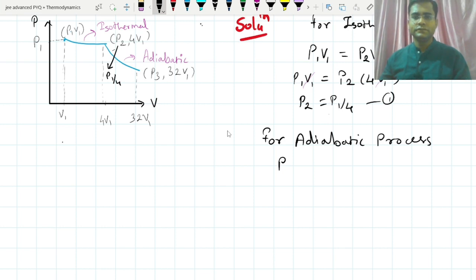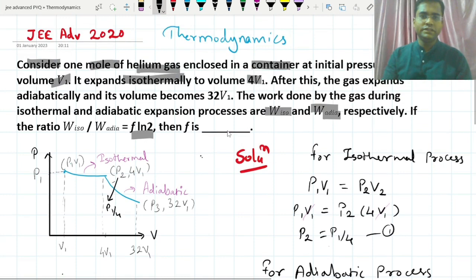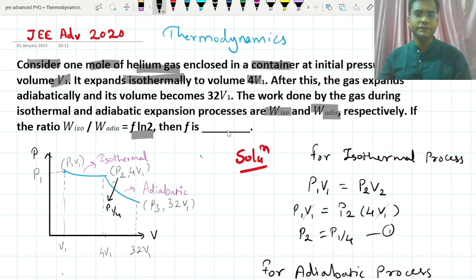So let's write P2, V2 is 4V1, so I am directly putting the actual values, equal to P3 and 32 V1, raised to gamma. So what is gamma here? Let's calculate that gamma. If you read the question, which kind of gas is it? It's 1 mole of helium gas. You can read this side. You can see it clearly from the question.